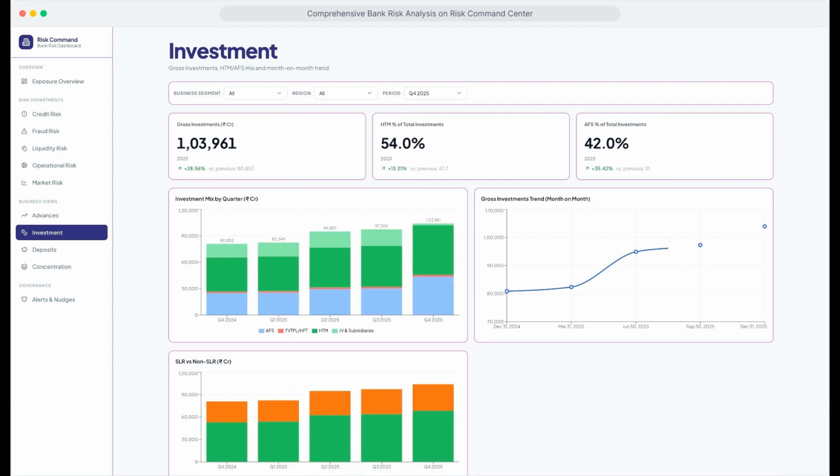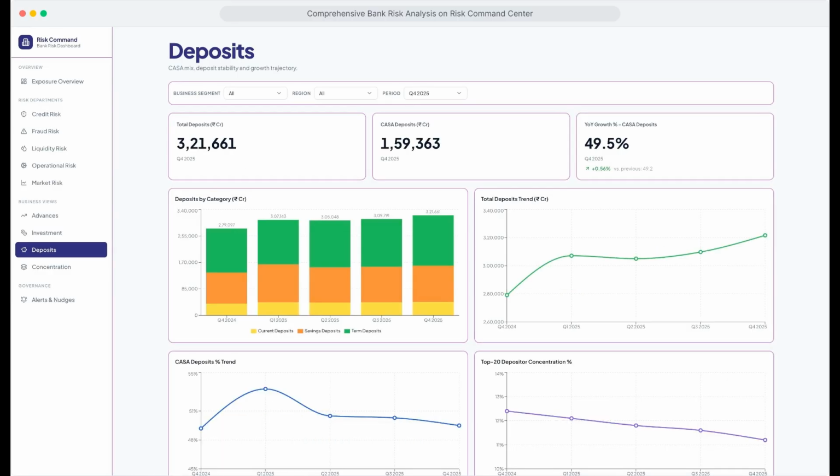The Investment view helps monitor the bank's investment portfolio at a high level. It can show investment mix, movement over time, and exposure across key investment categories. The Deposits view helps track deposit growth, deposit mix, and funding stability. It supports visibility into CASA, term deposits, bulk deposits, and how deposit growth is supporting advances growth.